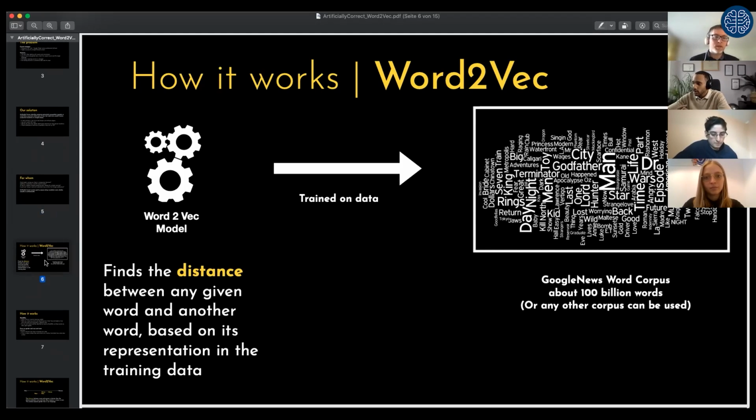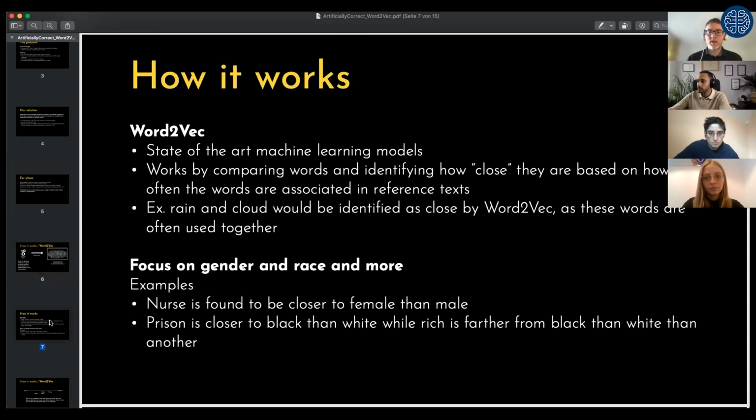it takes a large corpus of text. In our case, we used the Google World Corpus, which has about 100 billion words in it. It's trained on this corpus, and then it's able to give you the distance between words, the relationship between words, how close one word is to another, for example. With this model, we can basically find out that certain words are closer to other words.